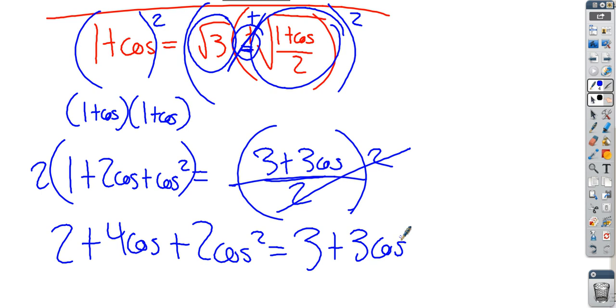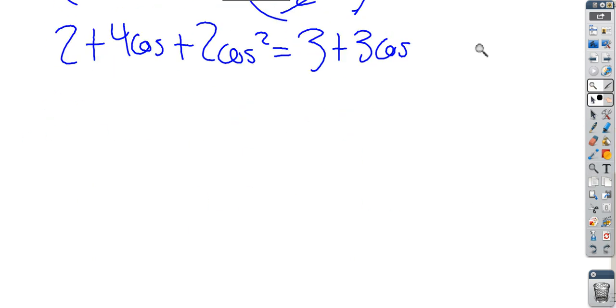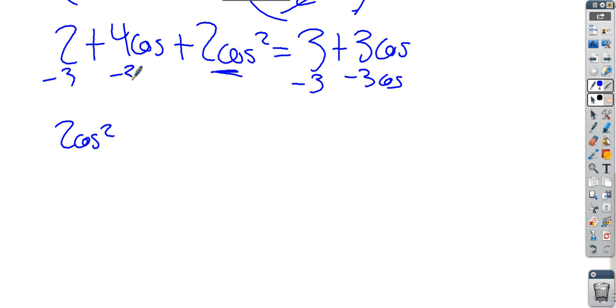Let's move everything onto the same side right now. And I'm just going to put this thing in front because it's better to have the square terms coming first, a little bit easier that way. So minus 3 and minus 3, minus 3 cosine, minus 3 cosine. So 4 minus 3 cosine is 1 cosine, and 2 minus 3 is minus 1. So we get this right here.